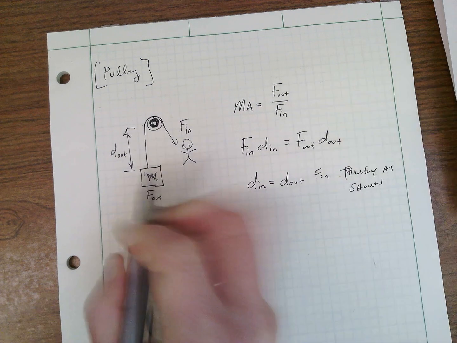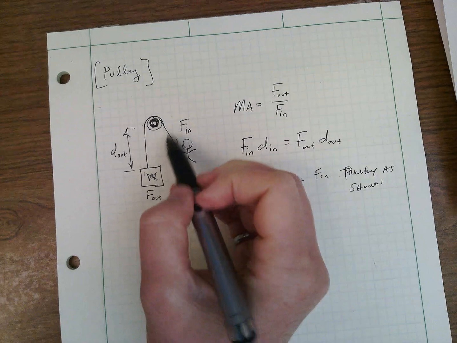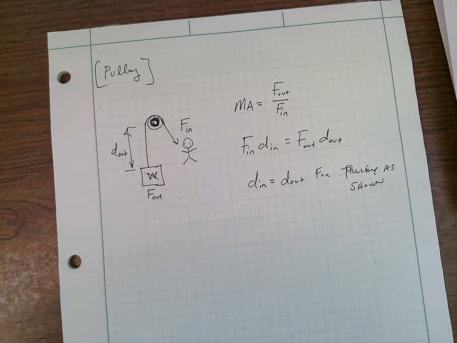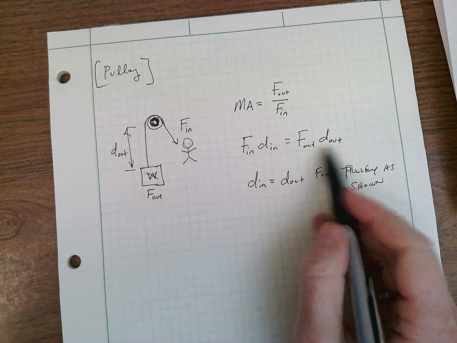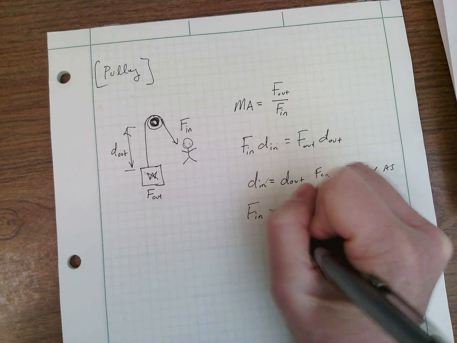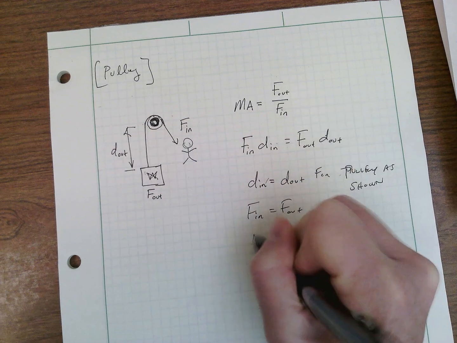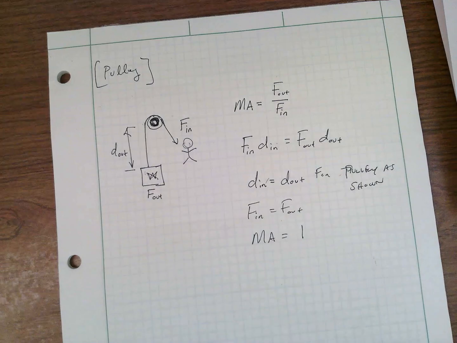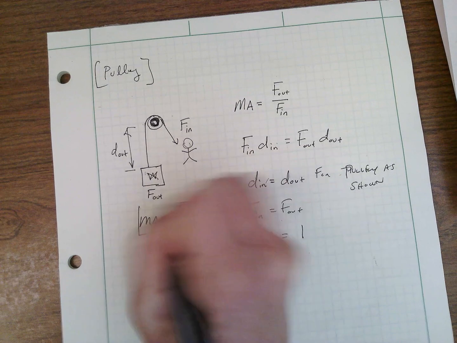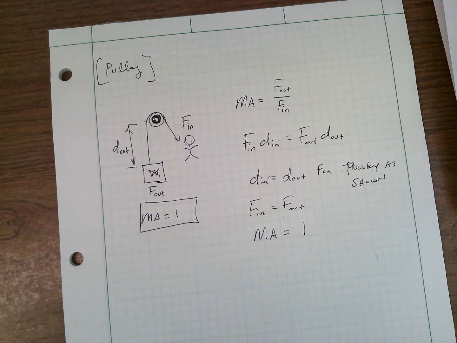Right? This type of pulley. No matter if I'm pulling down or pulling to the side, I'm still pulling D out, right? So if D in is equal to D out, plugging that in up here, then F in must equal F out, and my mechanical advantage must equal 1, right? So with this arrangement, I've got MA equals 1, which is what you get on your equation sheet.